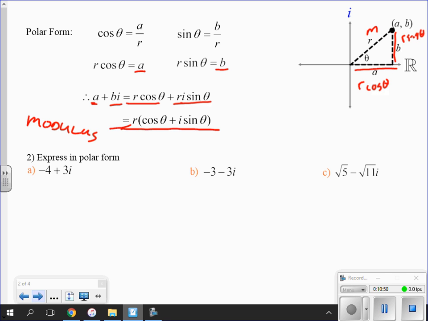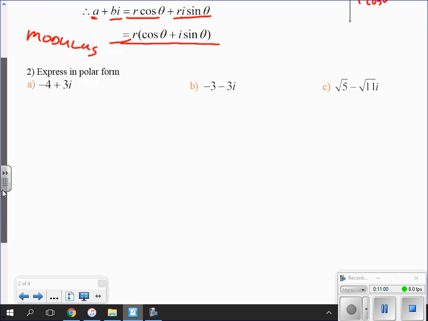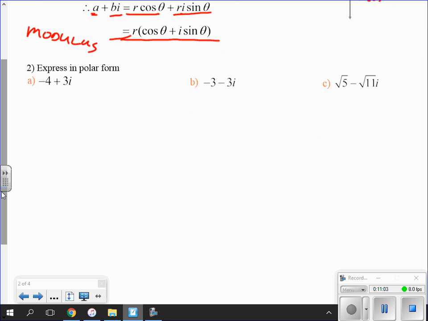Okay, so here's what we do. And you will need your calculators for this. Okay, you will need your calculators for this. So make sure you are in radian mode, not degree mode.